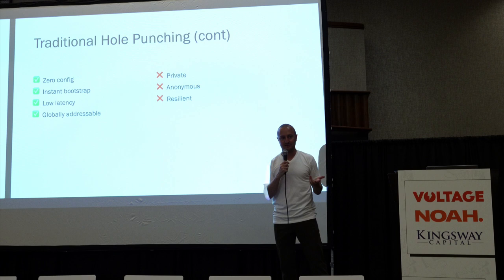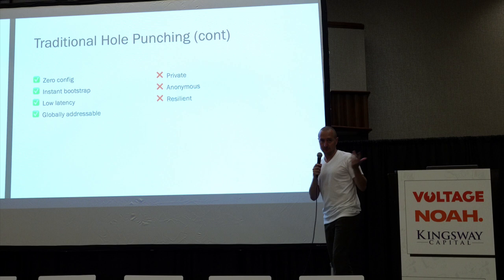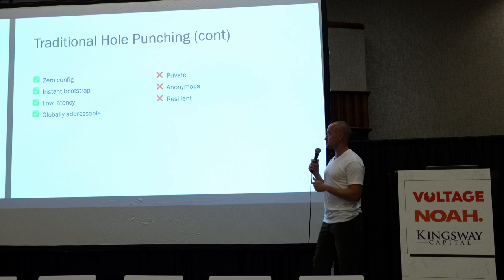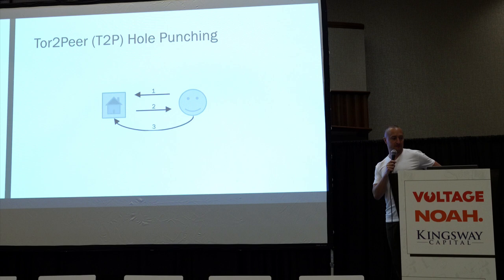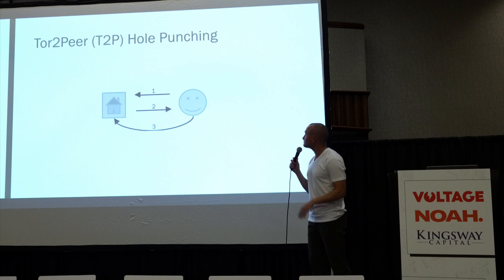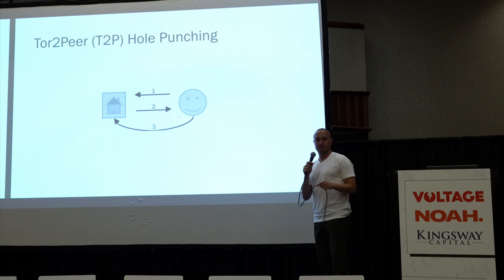And it is a problem that a lot of these hole punching strategy projects are attempting to solve. But ultimately, we're not pursuing them. What we're doing instead is a different kind of hole punching. So we invented this, and we're calling it Tor-to-Peer, or T2P for short. It's a form of hole punching that does not involve a trusted third party. But there is a trade-off, and I'll get to that in a second.